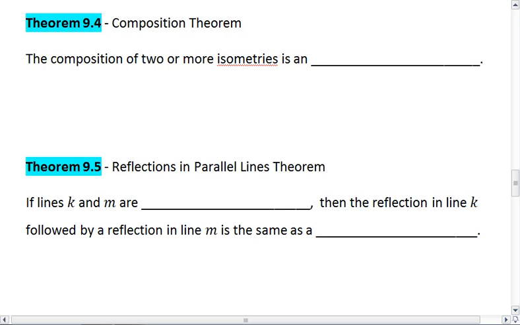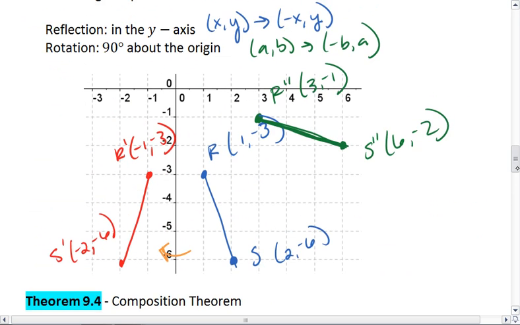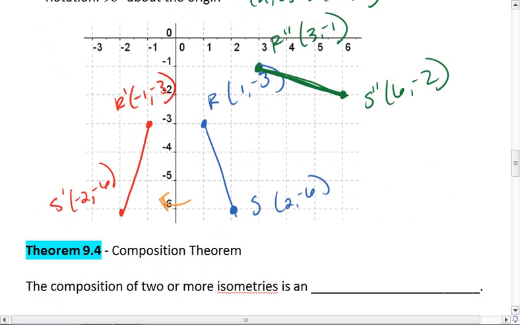We do have two new theorems here. Theorem 9.4 is the composition theorem. This one's fairly straightforward, because what we should notice is that all of the transformations we've looked at already, our translations, our rotations, our reflections, they're all isometries. They give us congruent figures.